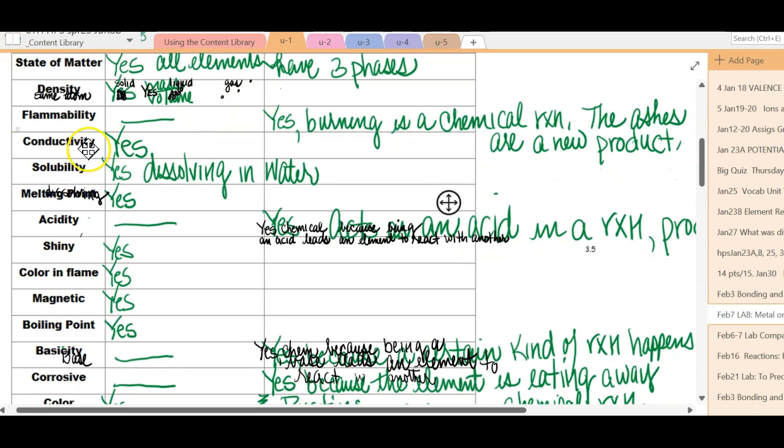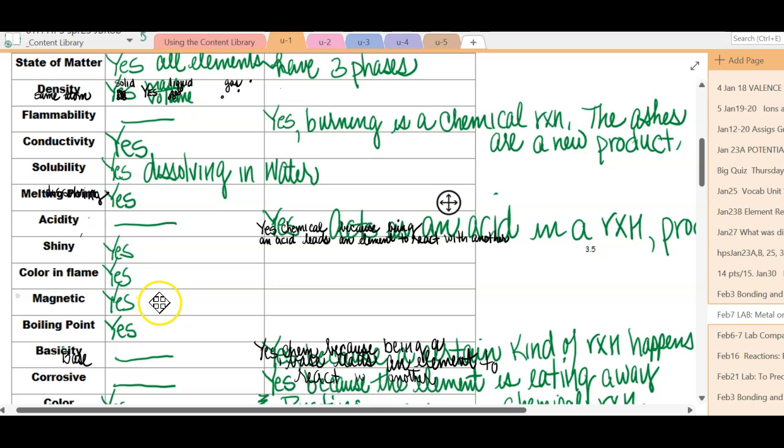Conductivity, yes. Dissolving in water, when you dissolve salt in water, you still have salt because you can taste it, right? Or sugar, you can taste it. Melting, yes. We're just talking about a substance that melts from a solid to a liquid state. What about color in the flame? Yes, that's an appearance thing. What about how magnetic it is? Yes, that's a physical property of iron.